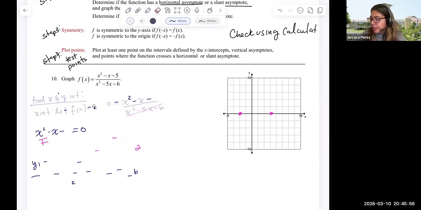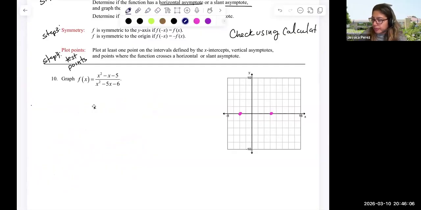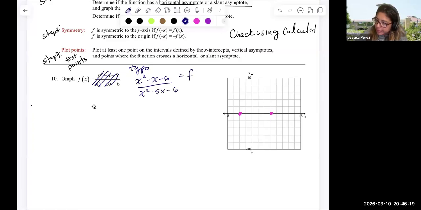So let me fix that. So let me fix the question. So let's fix the typo. So there's a typo on the notes. It should be x squared minus x minus 6 over x squared minus 5x minus 6. And that should be f of x.